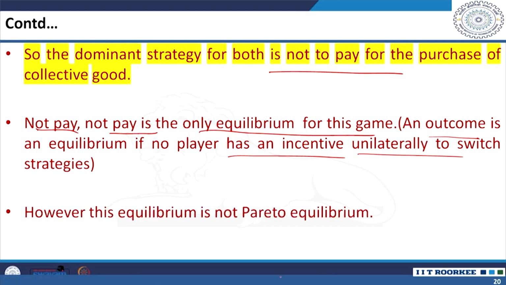However, when you say that they can actually mutually cooperate, in that case their share would have been more. That is why the existing equilibrium is not a Pareto equilibrium.